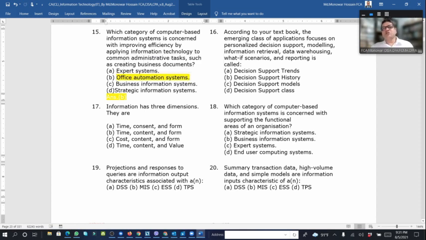Question 16. According to your textbook, that is the referred book, the emerging class of applications focused on personalized decision support, modeling, information, data warehouse, what-if scenario analysis, and reporting is called what? Decision support trains, decision support models. The answer is decision support train. So data warehouse, scenario, report is called decision support train.